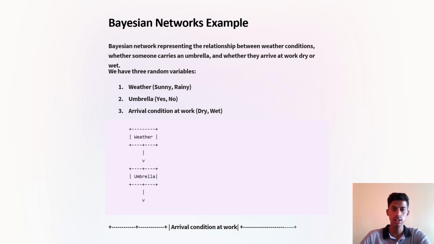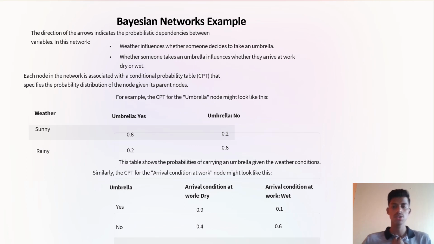So coming to the example of Bayesian networks, the direction of the arrows indicates the probabilistic dependencies between the variables in this network. Weather influences whether someone decides to take an umbrella. Whether someone takes an umbrella influences whether they arrive at work dry or wet. As I said before, it depends. Every probability of the next variable depends on the previous thing.